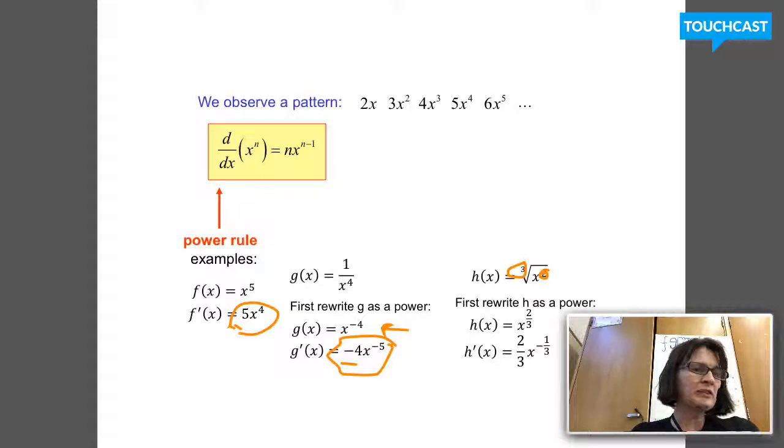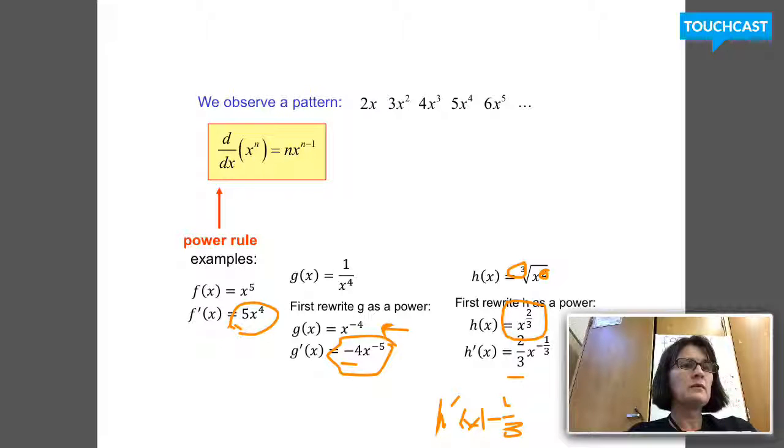Once you rewrite this expression with a fraction exponent, I can use the power rule again. The old exponent is 2/3, so that's going to come to the front to multiply. My new exponent is going to be 1 less than the old exponent, so 2/3 take away 1 makes negative 1/3. And my final answer here, h prime of x, would be 2/3 x to the negative 1/3.